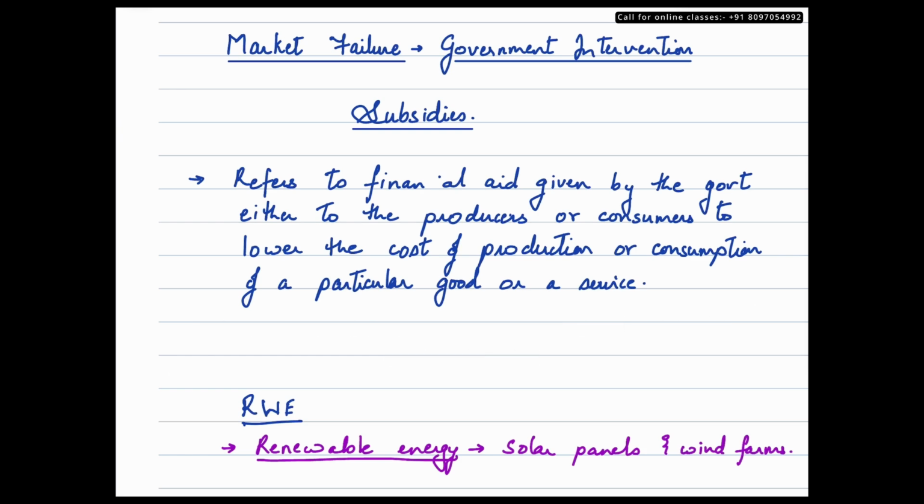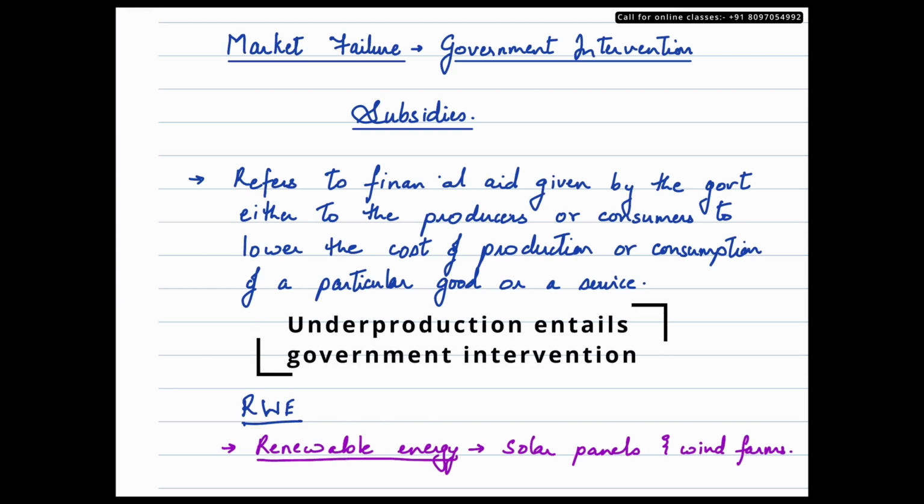Now, because individuals and firms would not account for these wider social benefits, the free markets are generally producing too little of these goods. The output is generally below the socially optimum level, and that's where the government would step in.